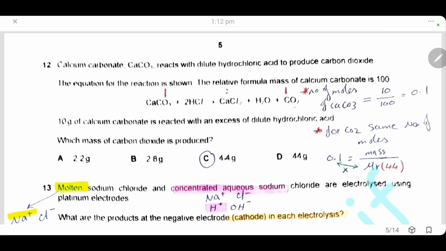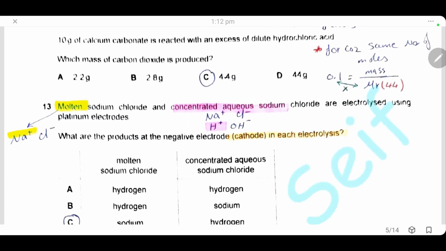Number of moles equals the mass divided by the molecular mass, and the molecular mass of carbon dioxide is 44. To find the mass of carbon dioxide, we multiply 0.1 by 44, so the answer will be 4.4 grams. The answer is C.